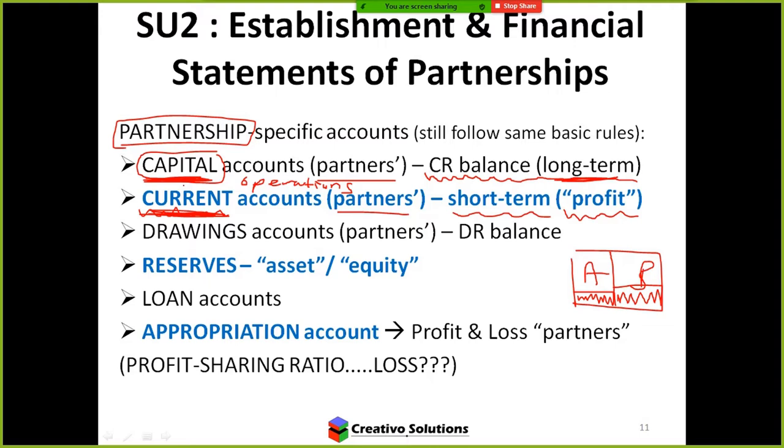When you look at a liquidation, or a dissolution, when you're dissolving a partnership, you're going to be looking at the capital accounts. Why? Because it's long-term. That partnership might have been operating for 5, 10, 20, 30 years, and then the partners decide to retire. Because the partners retire, the partnership will also end. Then you'll have capital as the important accounts to look at. All of these accounts are T accounts.